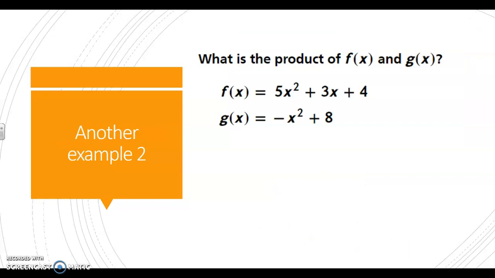All right, one more example. This one has polynomials, but the FOILing process is a little bit trickier. Give this one a try, pause the video, and then we'll work through it together.